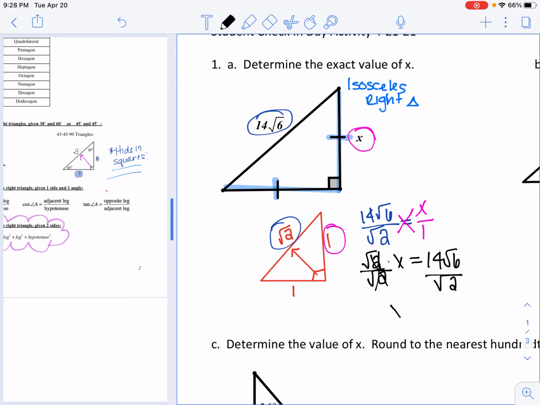Now be careful. We want to remember that like divides like. So I'm going to get 14, and then the root 6 and the root 2 are going to divide by each other to get square root 3. So you're getting 14 root 3. Like I said, check your answer against my work. Make any corrections.